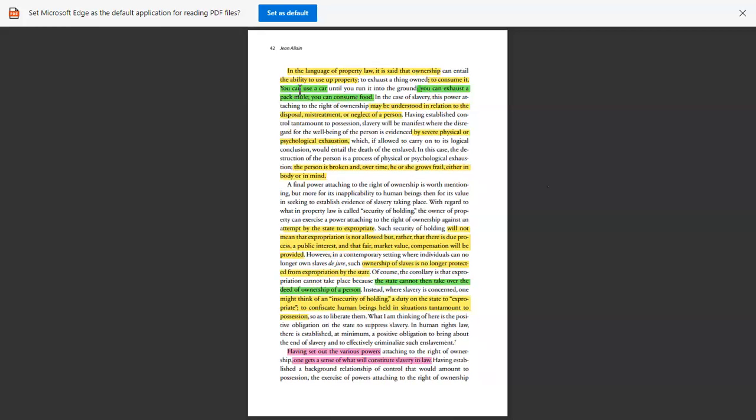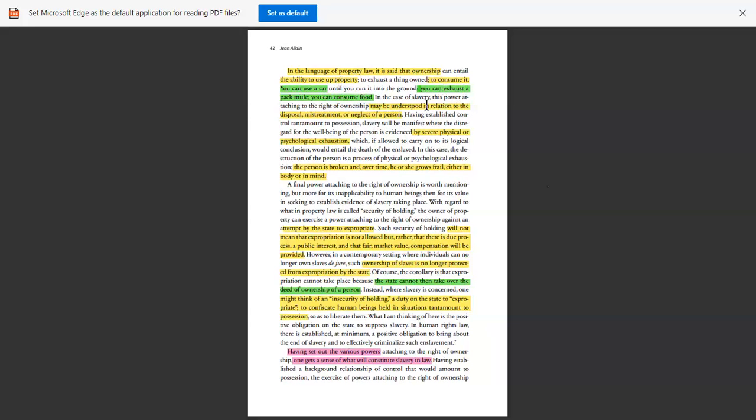Now here, interesting, it says you can use a car, and you can exhaust a pack mule, and you can consume food. These are all consumable goods, something that goes along with your private property rights. Now, I just did a recent presentation on how the automobile or the car is called consumable goods. And it says, again, that you have the right to use it and even destroy it if you'd like, just as much as you can do the same thing with food.